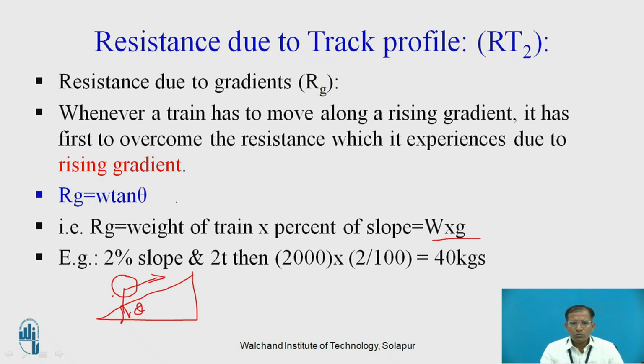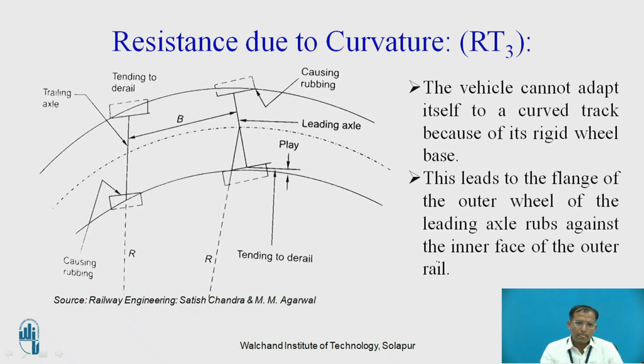G value is taken as a percentage. It is W into the percentage, that is W into G or slope. So 2 divided by 100, multiplied by the weight, gives 40 kg as the resistance due to this gradient. Next one is due to the curvature.